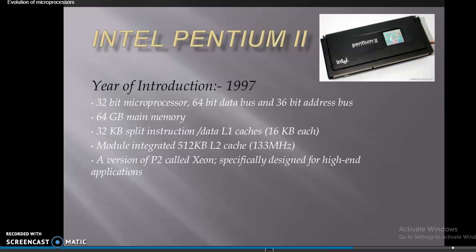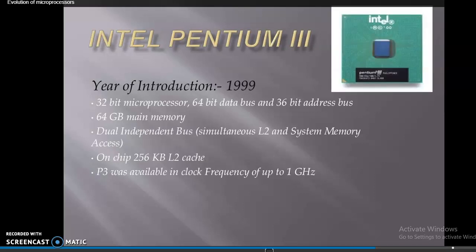And then in 1997, Intel introduced another microprocessor called Intel Pentium 2. It is also a 32-bit microprocessor with 64 GB main memory. And then it has a version of P2 called Xeon. It is also called the Xeon microprocessor. I think most of the students have also heard this name, Xeon microprocessor.